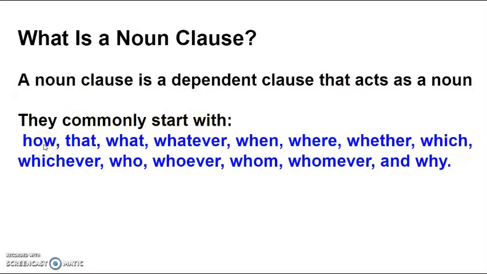Pay attention because you can identify a noun clause by using these words. For example, how, that, what, whatever, when, where, whether, which, whichever, who, whoever, whom, whomever, and why. But pay attention because in this case, we are not using these words for making questions. No, we are going to make declarative sentences that are not questions using these words. Let's see how it works.